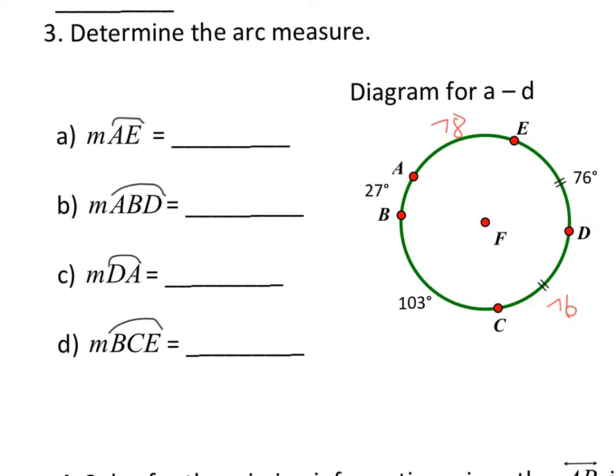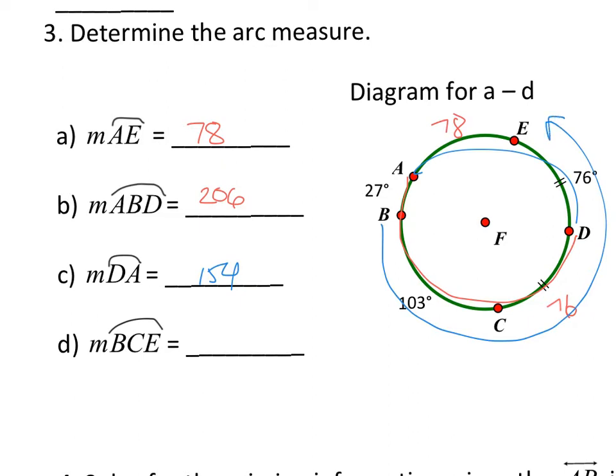Okay, so now that all of those are filled out, we're looking at the arc from A to E, so that's 78. Then from A to B to D, if we add up that list, we get 206. The arc from D to A, if we add up that list, we get 154. And from B to C to E, adding up those angles, we'll get 255 degrees.